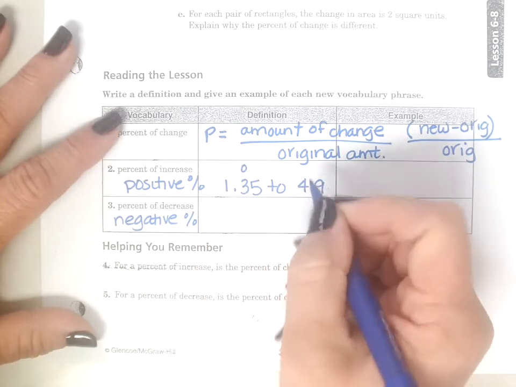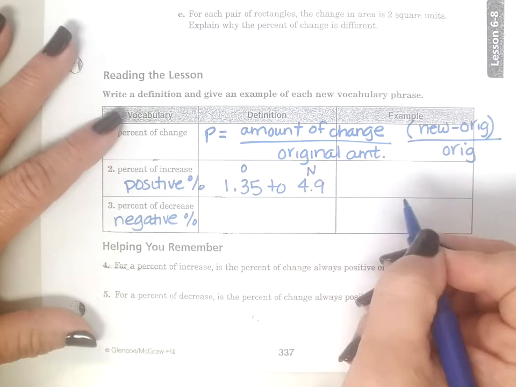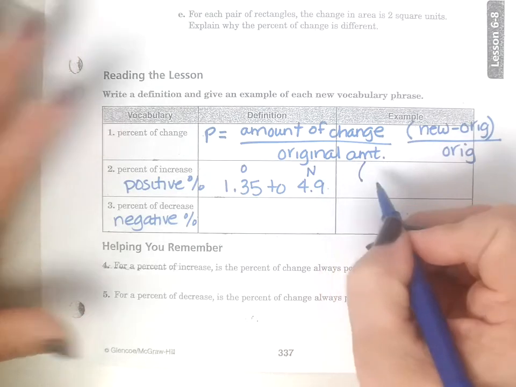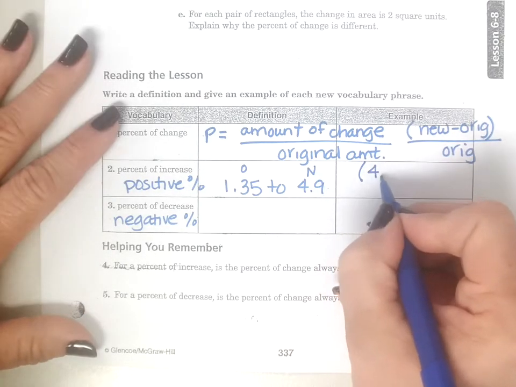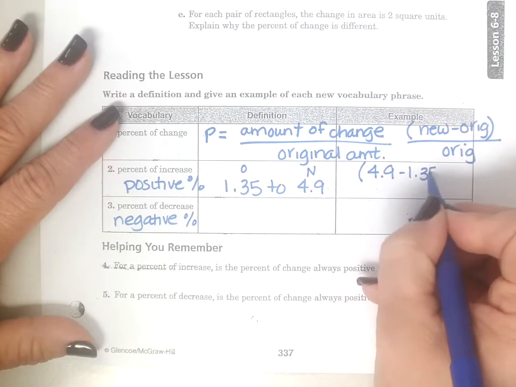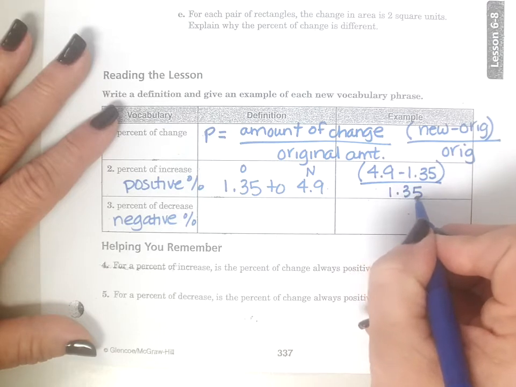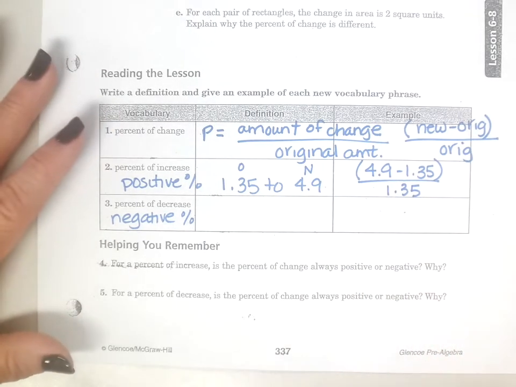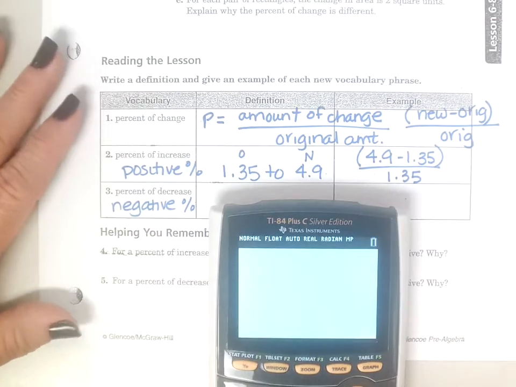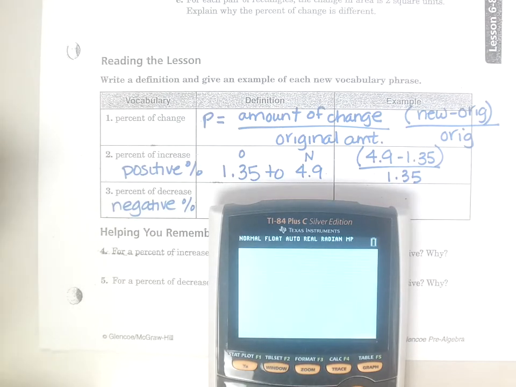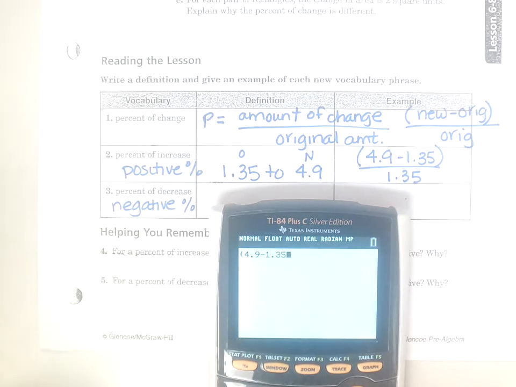The original is listed first. The new amount is listed second. So to get the right sign every time, you would always do the new minus the original to get that difference, and then you would divide it by the original amount, which is the first number. Now, when you type this in a graphing calculator or a scientific calculator, if you want to type the whole thing, you're going to want to put parentheses around the 1.35 and the 4.9, and then divide by the 1.35.